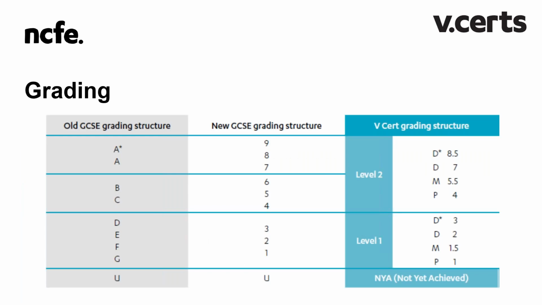You may be familiar with this chart that shows how the V Cert grading matches with the GCSE grading. Level 1 goes up to a maximum of grade 3, equivalent with a distinction star, and the Level 2 distinction star is equivalent to a maximum of a grade 8.5. The Department for Education has set this maximum as they want the top grades, i.e. the 9s, to be academic GCSE achievement only.